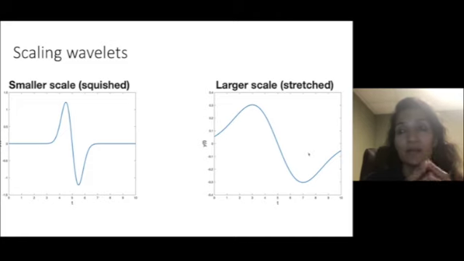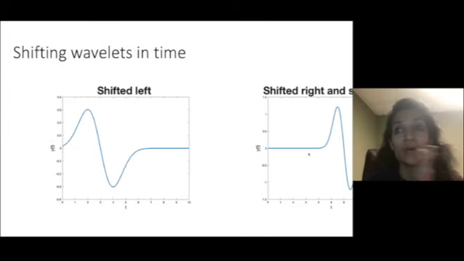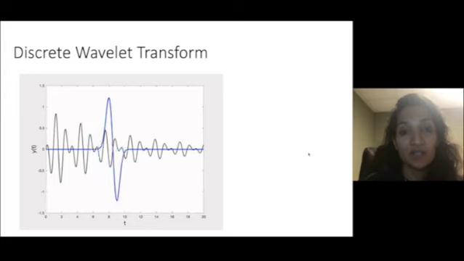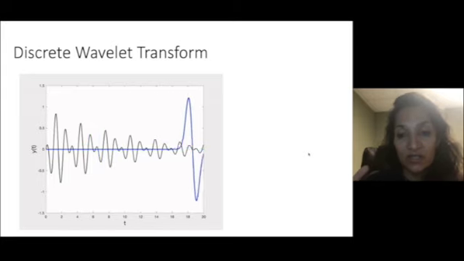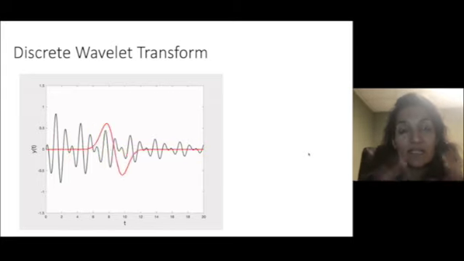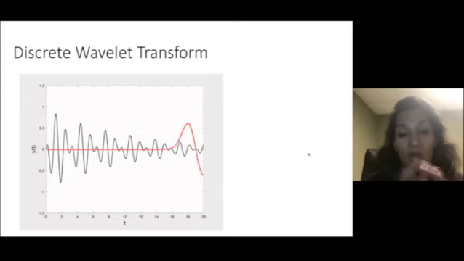So you can scale it with some scaling factor that squishes or stretches it, or you can shift the wavelet over in time to have it localized somewhere else. And shifting and scaling are the basic operations that can be used to create a whole dictionary of wavelets, and a discrete wavelet transform will decompose your signal into that basis.